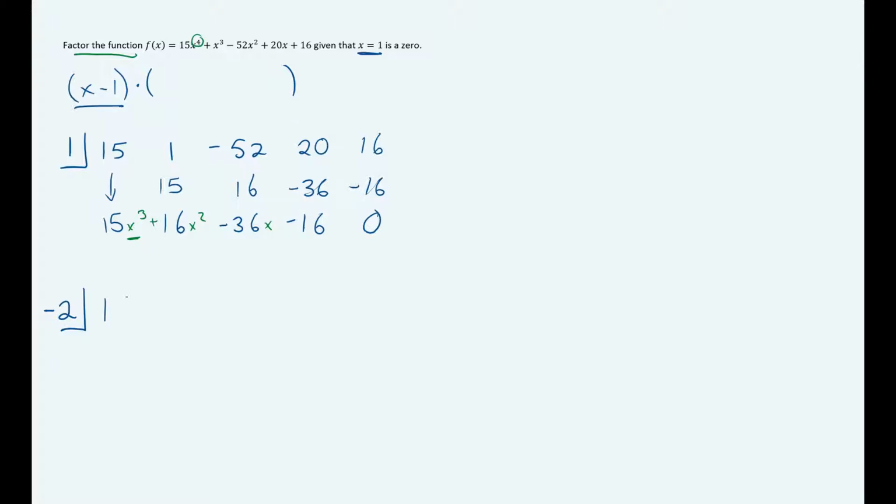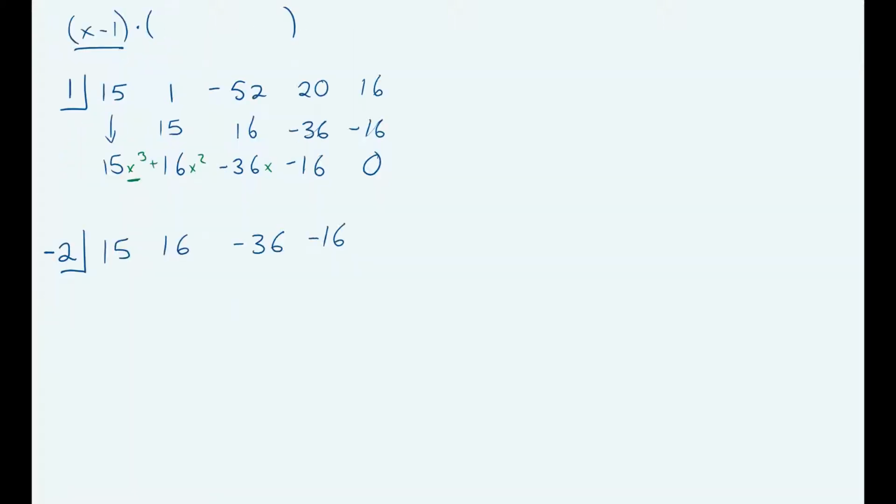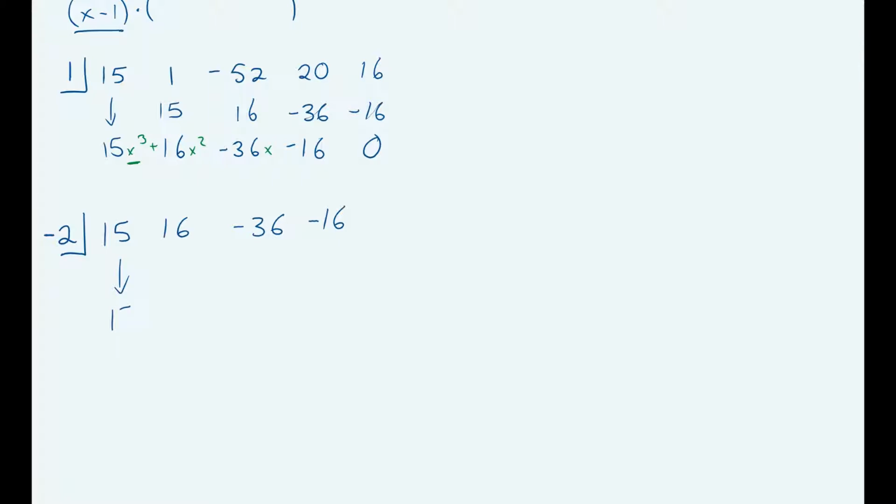So let's divide this again and see what we get. 15, 16, negative 36, negative 16. Let's go through synthetic division again. Negative 14 times negative 2, positive 28, negative 8. Okay, good. It worked out again. So I have yet another polynomial, 15x squared minus 14x minus 8. Just to be sure, off to the side: this tells me that x minus 1 is a factor because that divided, and this tells me that x plus 2 is a factor because negative 2 as a 0 divided out evenly.